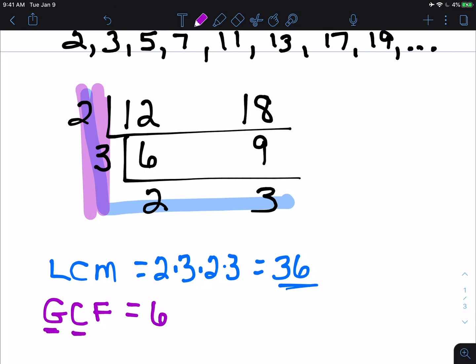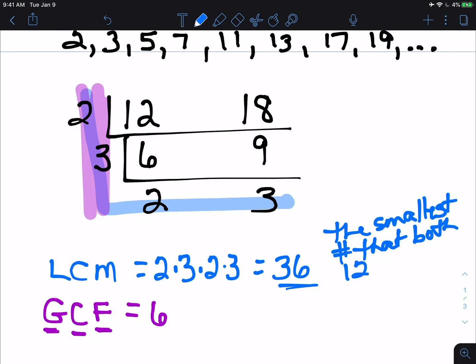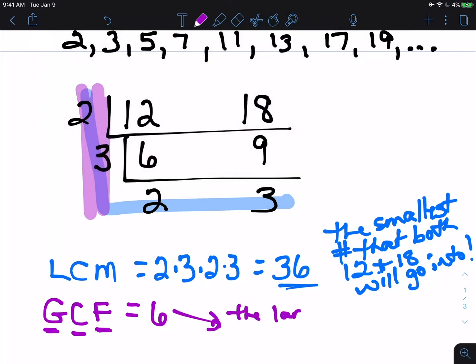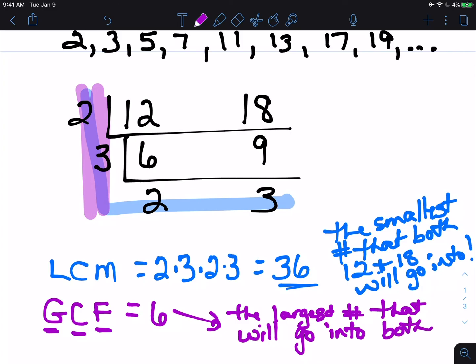That means the greatest shared factor of the two numbers, the greatest number that will go into both 12 and 18. So the least common multiple is the smallest, the least number that both 12 and 18 will go into. Greatest common factor is the largest number that can be divided into both 12 and 18. So knowing how to find the least common multiple and the greatest common factor is important. But more important than that is understanding what the greatest common factor and the least common multiple are.